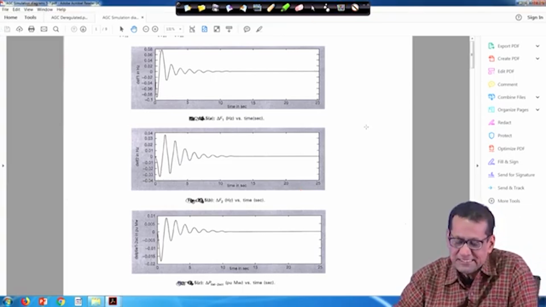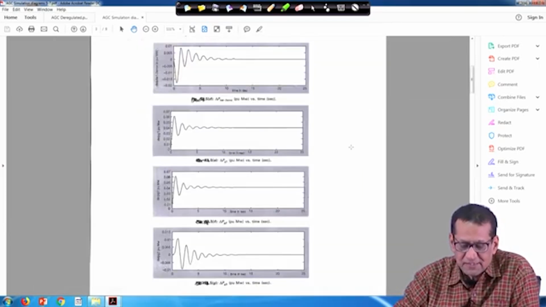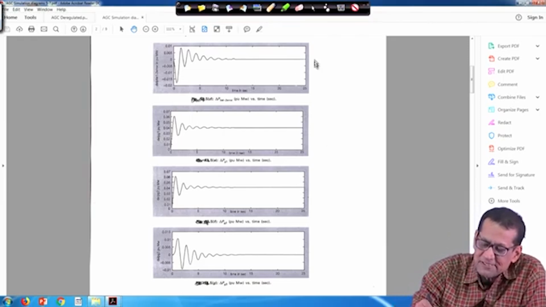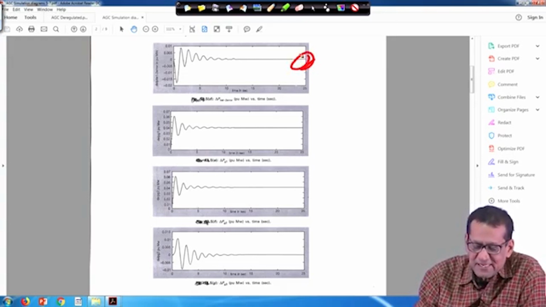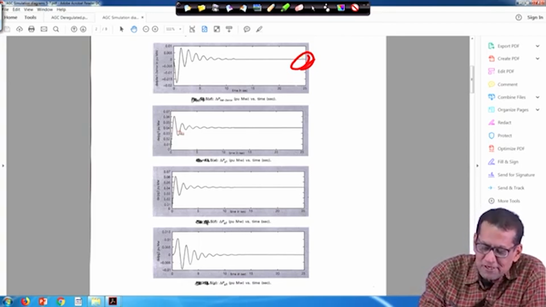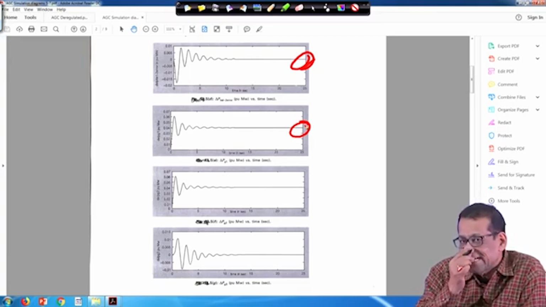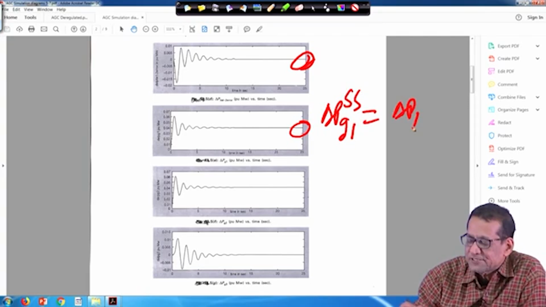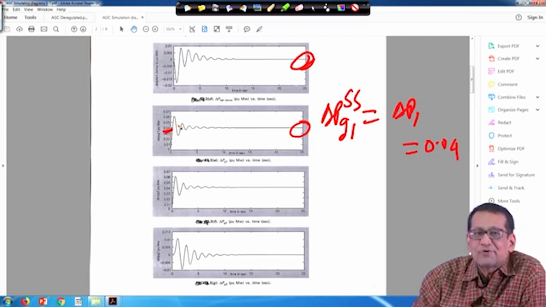Next, this is your delta P tie error for the same case, and it is also an identical plot for actual and error. So it is 0. Now, delta P g 1, I told you, will settle to 0.04. So it is settling to 0.04, right, because at steady state delta P g 1 has to be equal to delta P 1, equal to delta P c 1, and that was 0.04, as we have seen. That is why this is 0.04.